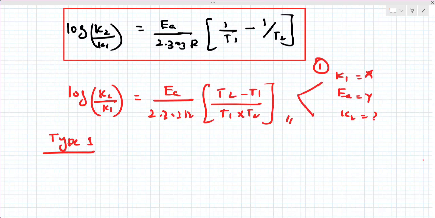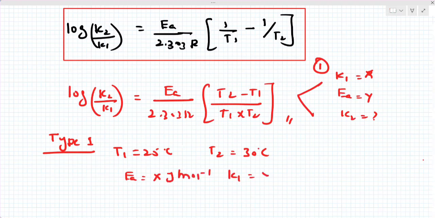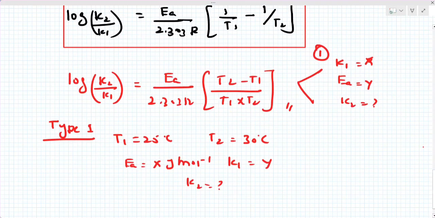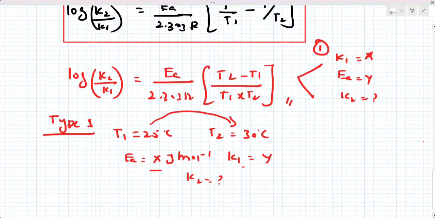They give you the temperature: T1 is 25 degrees Celsius and T2 is 30 degrees Celsius. Activation energy is X joule per mole, and K1 is Y. They will ask K2. You understand? Because the temperature goes from 25 to 30 degrees, they give the activation energy and K1, and they will ask K2. What is the rate of reaction after the increase in temperature? They will ask this type of question, type 1 question.